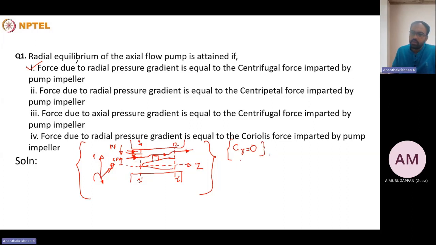Then we will try to derive a balance between the centrifugal force as well as the radial pressure gradient based force. So centrifugal force is given by m v squared divided by r. Here v corresponds to the tangential component of the velocity, that is m c theta squared divided by r.